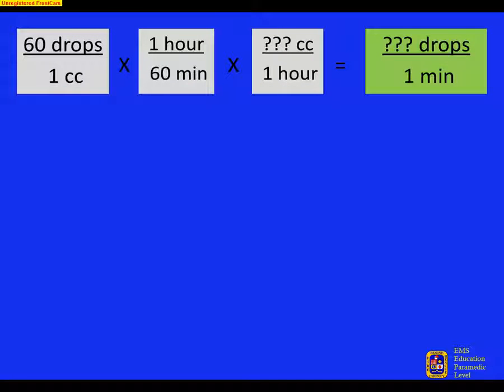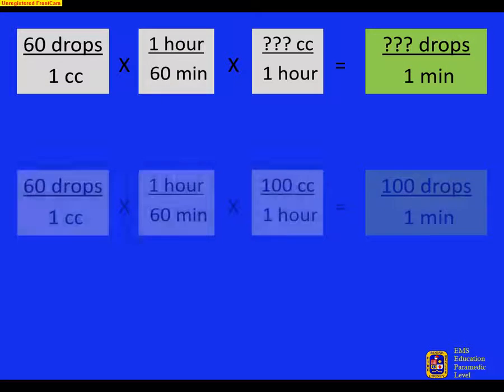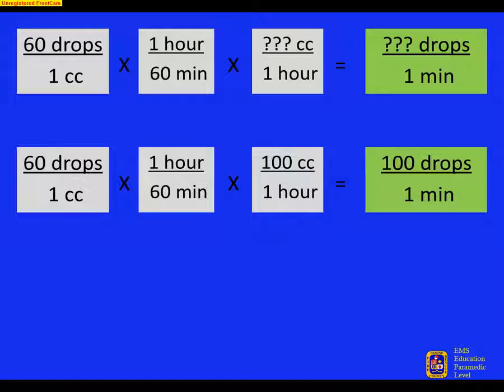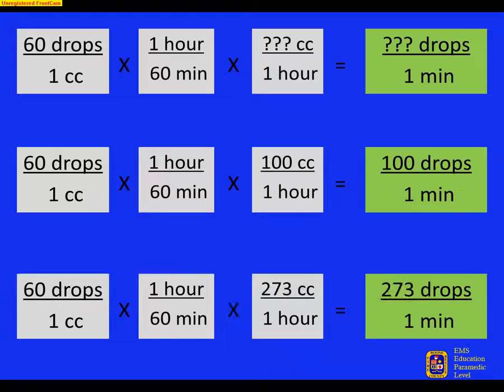So, if we got 60 drops per cc for your micro set, there's an hour is worth 60 minutes, and then we're going to get some order in question mark number cc's per hour, and we want our answer to come out in drops per minute. And what you'll see is that whatever that number is in cc's per hour is also going to be the same number of drops per minute. Here you've got 100 cc per hour order, and you're going to come up with 100 drops per minute. Matter of fact, whatever bizarre number we throw in there, whether it's 273 or whatever other number, that's going to be your drops per minute.